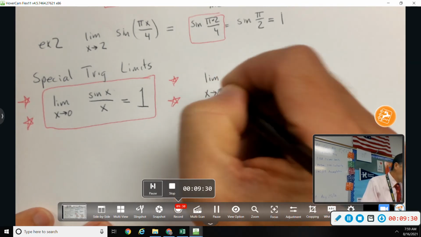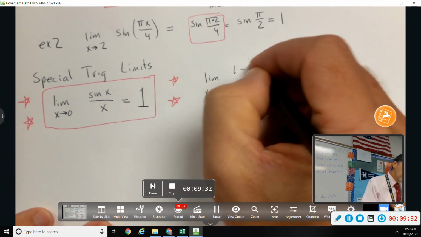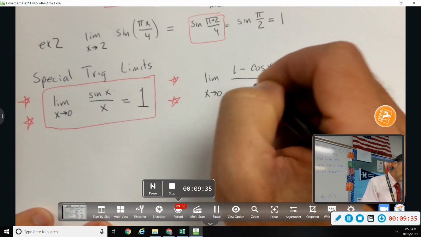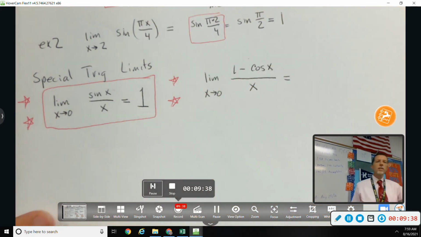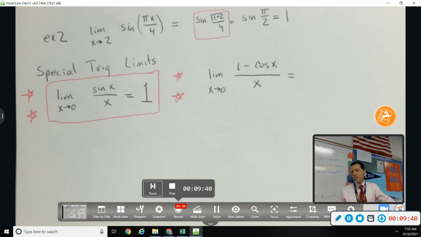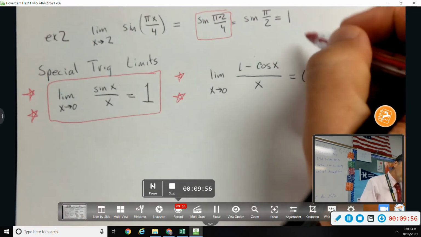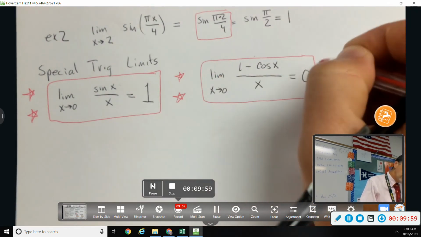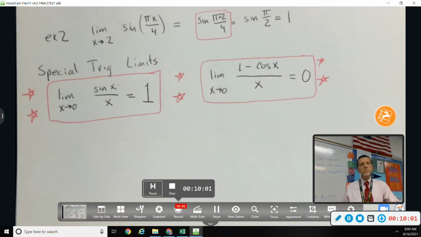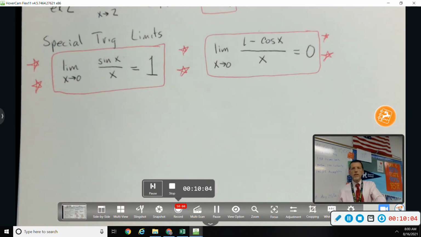And the second one, limit as x approaches 0 of 1 minus cosine x over x. Again, try substitution. Cosine of 0 is 1. 1 minus 1 is 0. You get 0 over 0 again. But this time, 0 over 0 doesn't go to 1. 0 over 0 goes to 0. You kind of just have to memorize those.